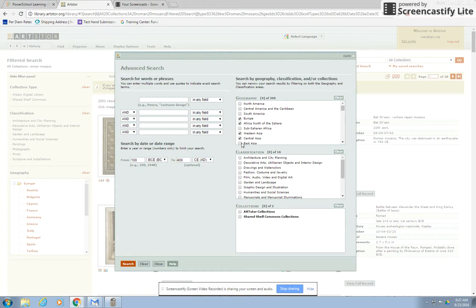I don't think it'd be Western Asia, because Western Asia would be like Japan, right? No Australia. I don't know about all that. I think we could go with that. You'd be surprised what it might be classified as. So I'm going to go ahead and hit search.